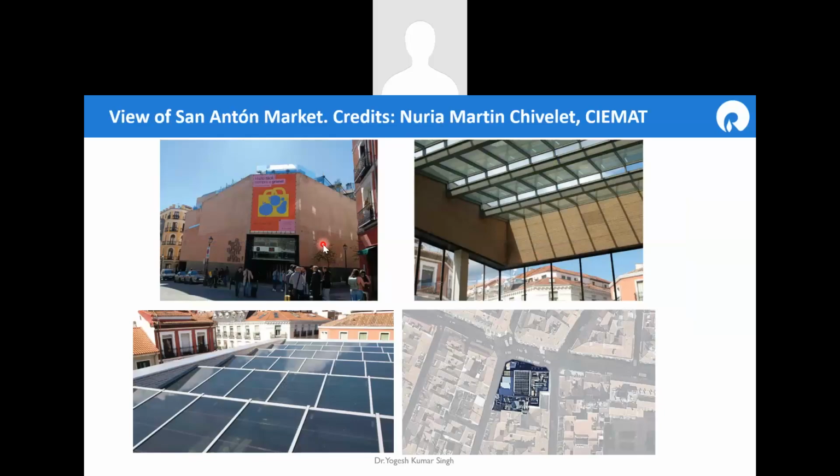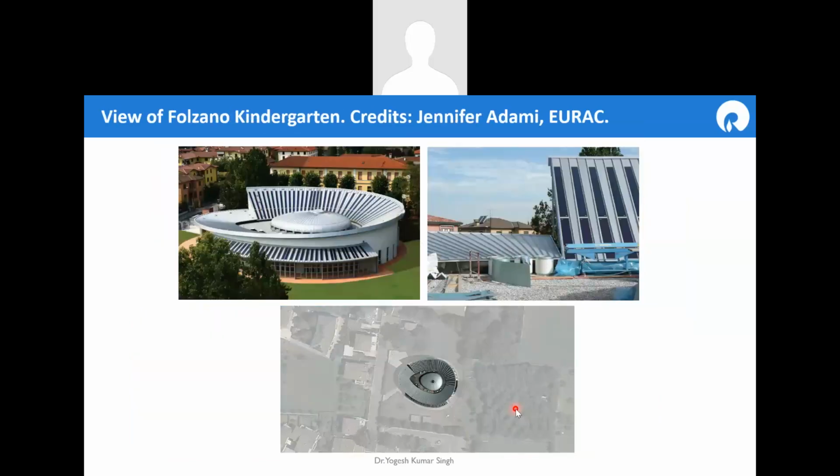This is another, the San Antonio market, which has a different picture, and this is basically from Spain. So you can see that this is the rooftop system here, and in the daytime all the daylight will be coming from this location. And if you see it from Google Maps, this location will look like this particular way.